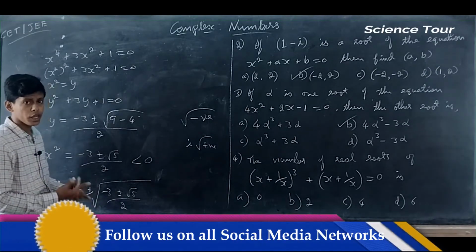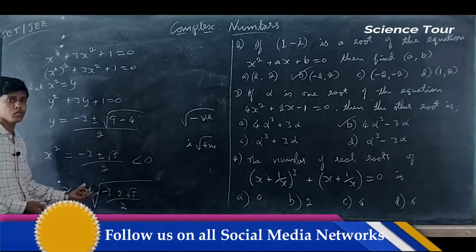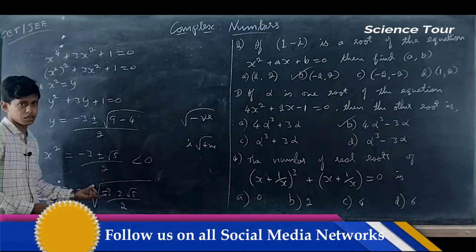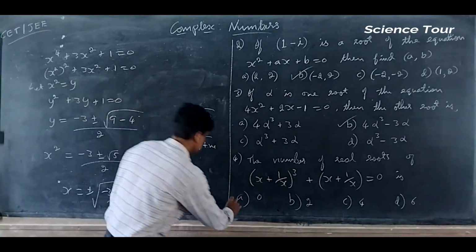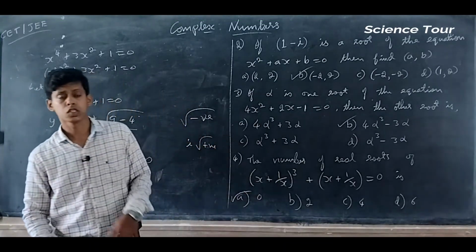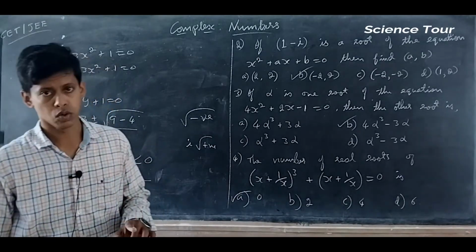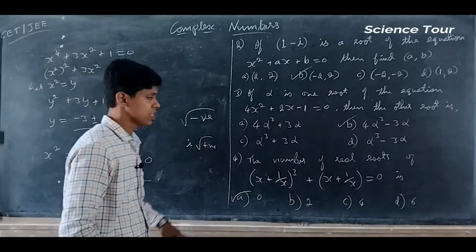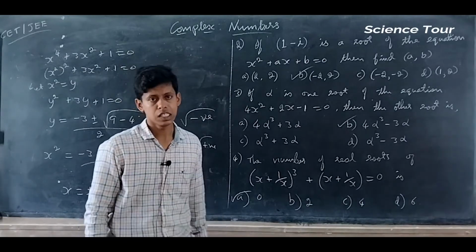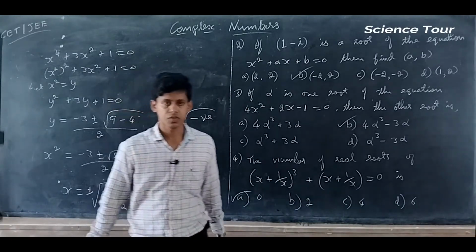All the 4 roots are going to be imaginary here. So there are no roots that are real. So number of roots is 0 here. So that's it for the 4th question. Option A is the right choice. So let's move to the 5th question.